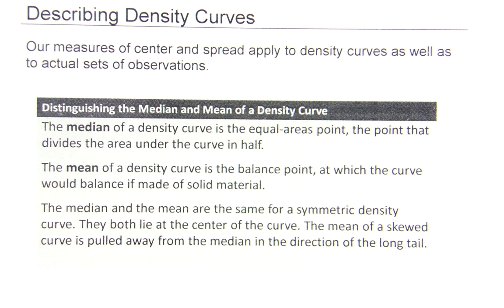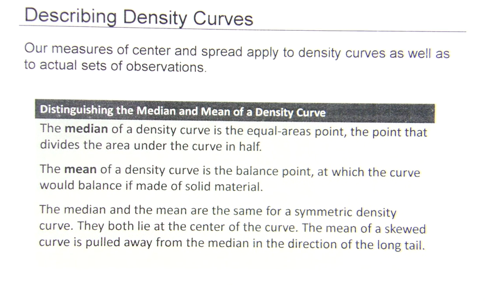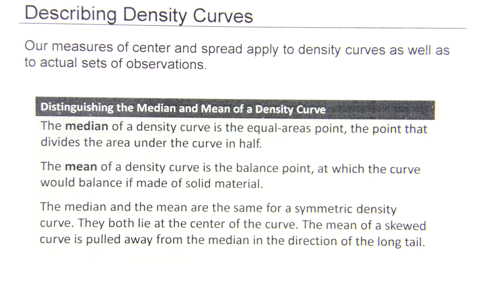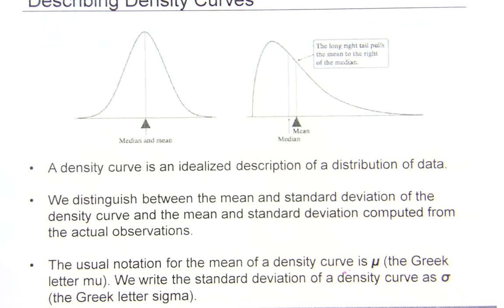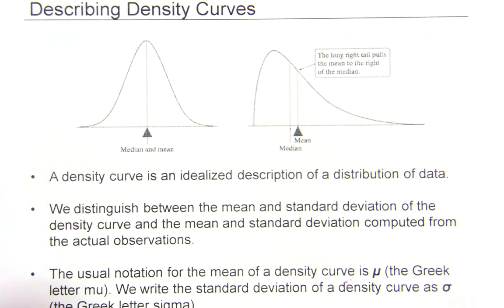The median and the mean are the same for a symmetric density curve. They both lie at the center of the curve. If it's skewed, we've talked about this before, the mean is pulled away from the median in the direction of the long tail. So this is just a re-verification of what I've explained to you before, but now we're talking about the areas under the curve instead of just the data points.